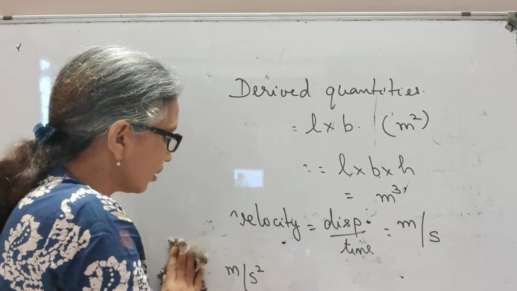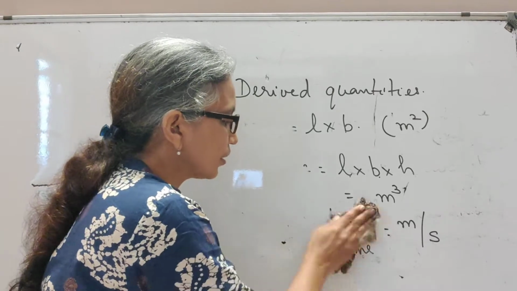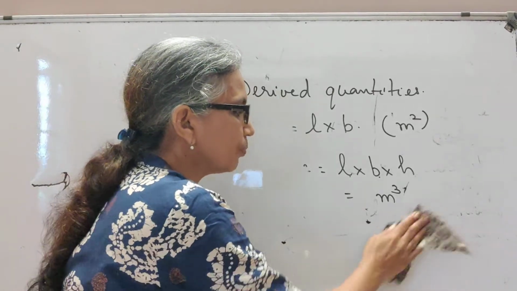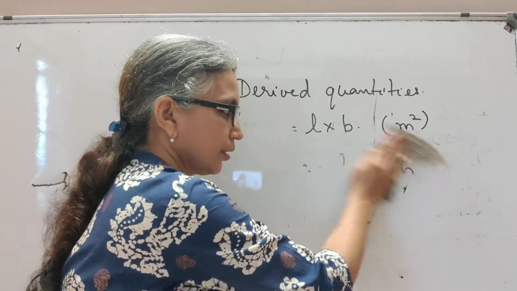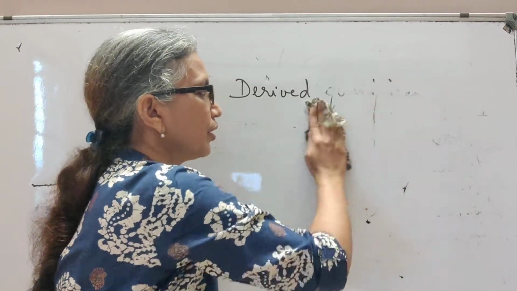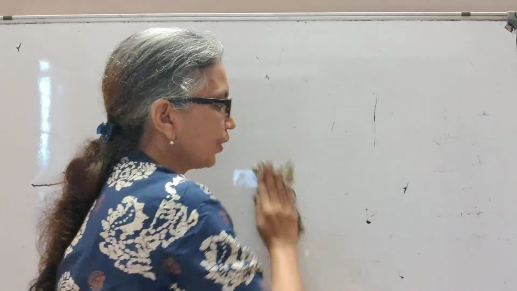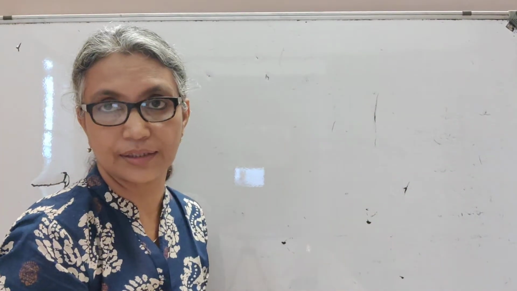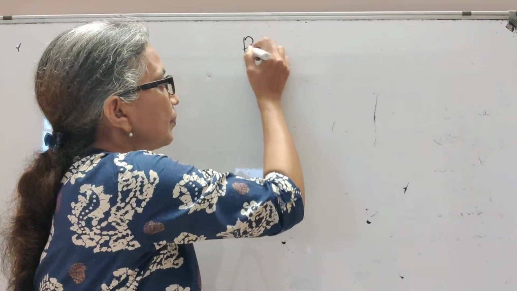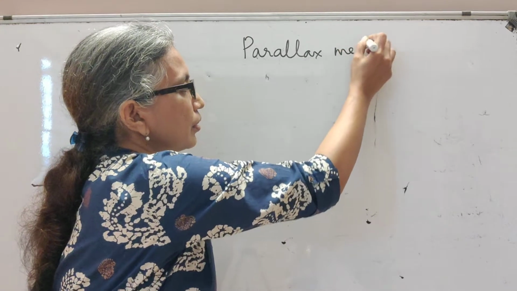Now, since we are starting this chapter with measurement, we will first discuss a method to measure large distances. For example, suppose you were to measure the distance of a star from the Earth. Then you can use this method, which we call the parallax method. So this parallax method is used to measure large distances.